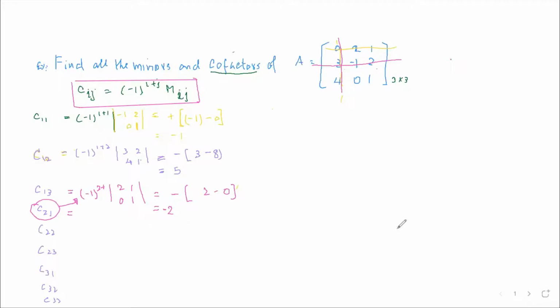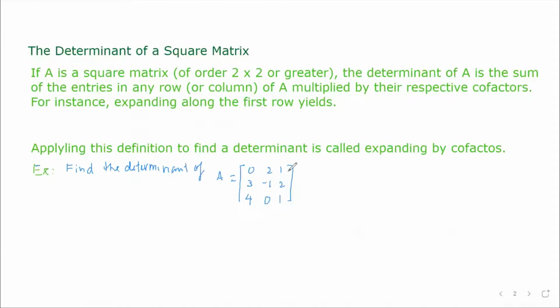So we go to the next example. Now the next one is the determinant of a square matrix. Okay, only a square matrix can have a determinant. So see the definition here. If A is a square matrix, a square matrix of order 2 by 2 or greater. Greater means it can be 3 by 3, 4 by 4, 5 by 5, up to n by n.